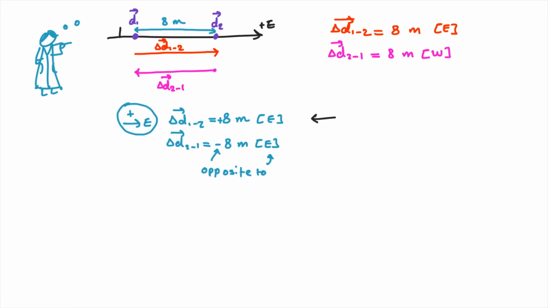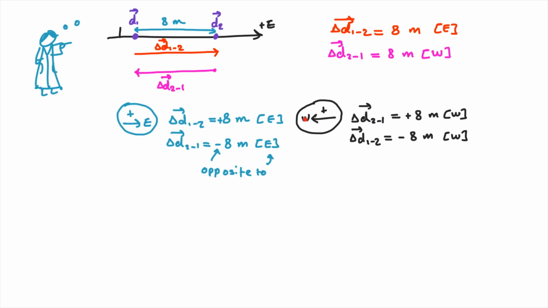We could also change our sign convention and take west to be positive. If west is positive, then the change in position from 2 to 1 is positive 8 meters, and the change in position from 1 to 2 is negative 8 meters in the west direction. Note that 8 meters east is equivalent to negative 8 meters west, and 8 meters west is equivalent to negative 8 meters east. The negative sign simply means the direction is opposite.